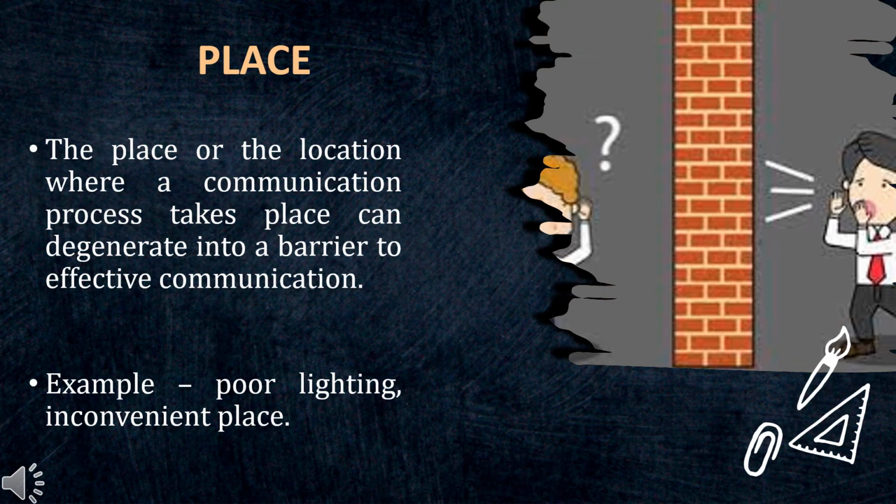The place or the location where a communication process takes place can degenerate into a barrier to effective communication. For example, poor lighting and an inconvenient place. A simple comparison of the surroundings in a government or municipal office and the ambience provided in a multinational company will show how place and surroundings play an important role in effective communication.